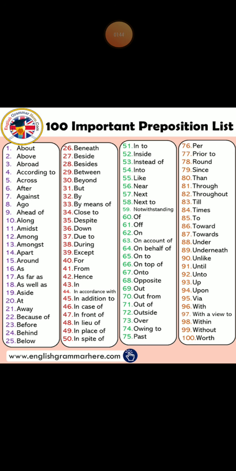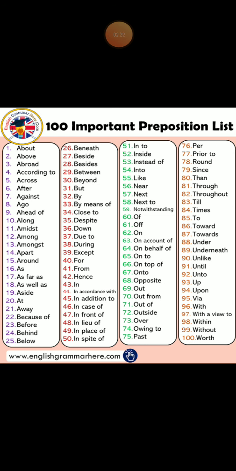Okay, now we will skip to the kinds of prepositions. There are 5 types of preposition: simple preposition, compound preposition, double preposition, participle preposition, and phrase preposition. Coming again to the kinds of preposition: the first one is simple preposition, the second one is compound preposition, the third one is double preposition, the fourth one is participle preposition, and the fifth one is phrase preposition.